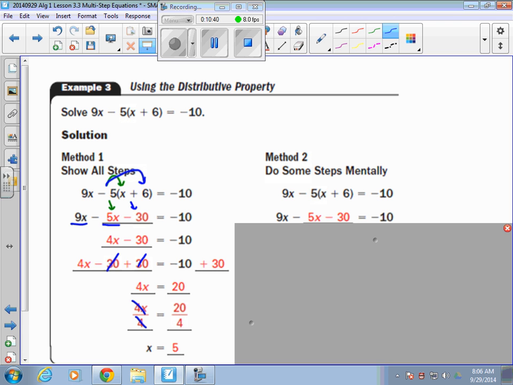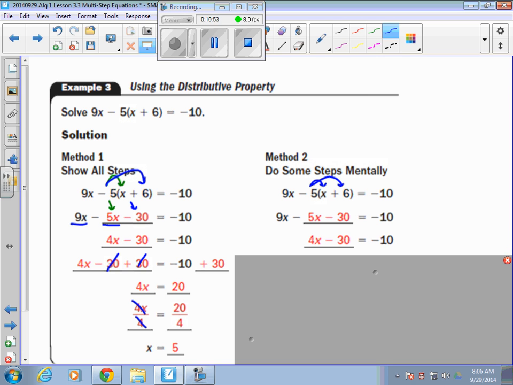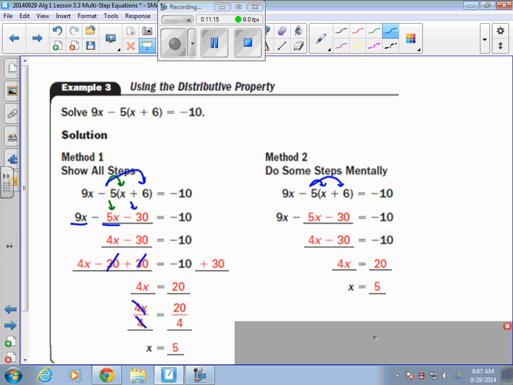Doing some steps mentally, the first step looks exactly like method 1. When you do negative 5 times x, you get negative 5x, and negative 5 times 6, you get negative 30. Then when you combine 9x and negative 5x, you get 4x minus 30 equals negative 10. Again, notice those are exactly the same for method 1 and 2. Here's where it differs a little bit. Minus 30 plus 30, you add 30 on both sides. They don't show that step. That's doing that step mentally. Negative 10 plus 30 is going to be 20. And then dividing by 4 on both sides, x is 5.